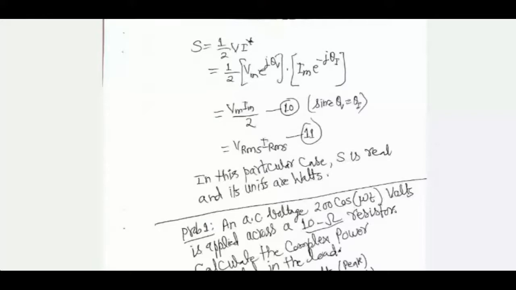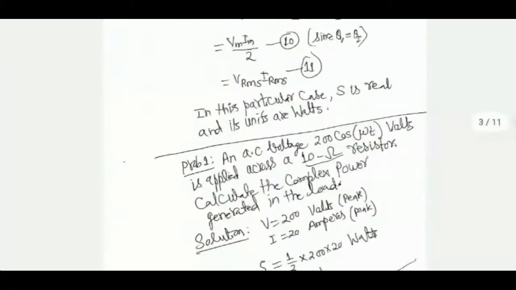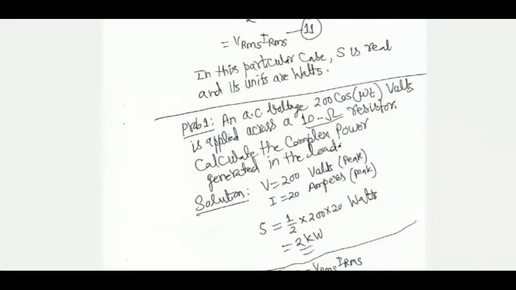A simple calculation. An AC voltage 200 cos omega t volts is applied across a 10 ohm resistor. Calculate the complex power generated in the load.